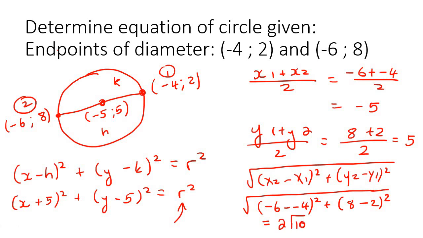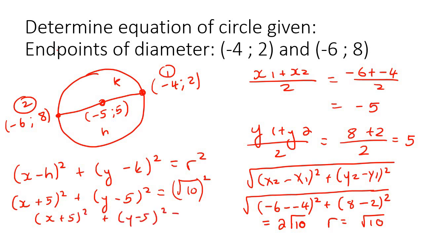Okay, now we're going to divide that by 2, because that's the diameter, but we want the radius. So the radius would be half of that, which is square root 10. Now, when you put that into this equation, you must square it. So if I put the radius as square root 10, I must square that. And so that's going to become 10. And so the final answer would look like that.